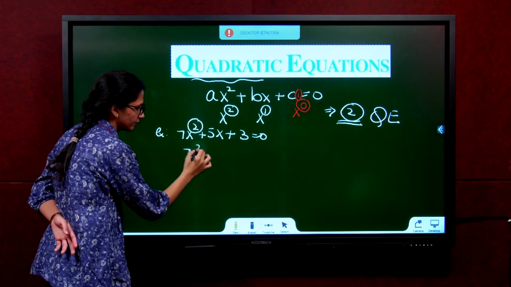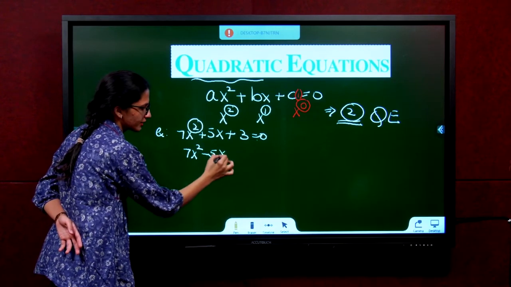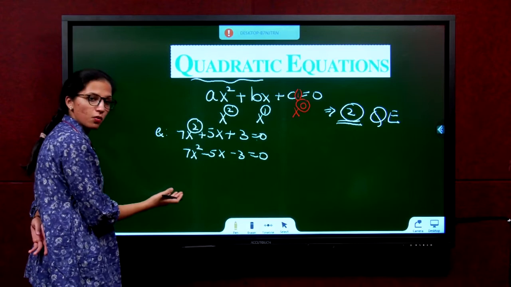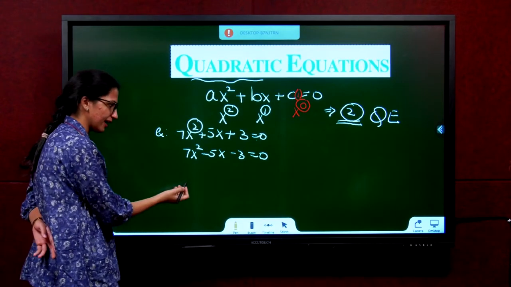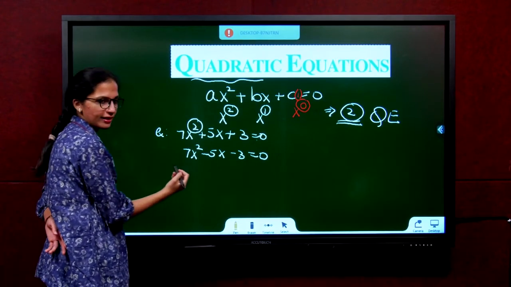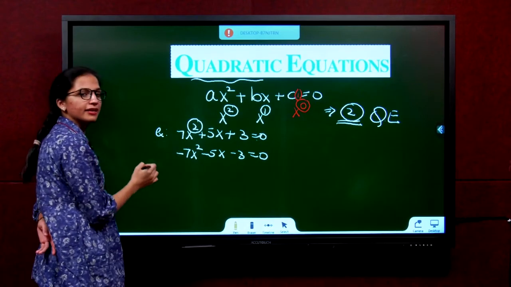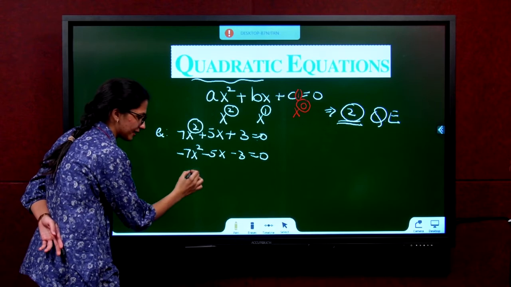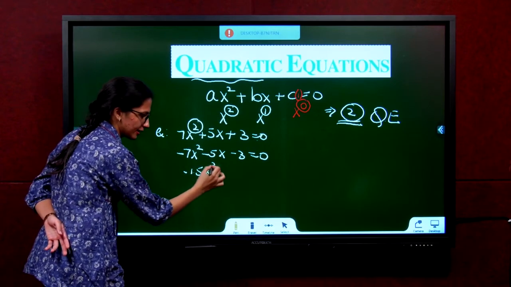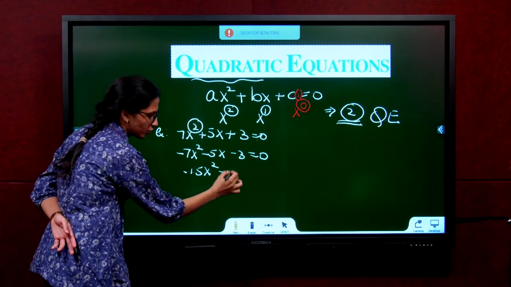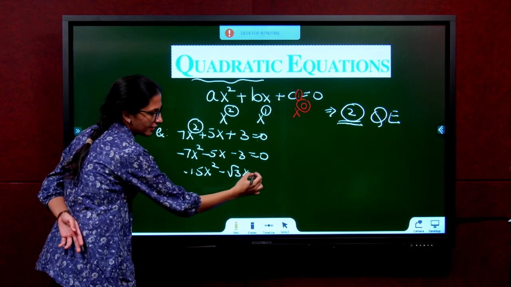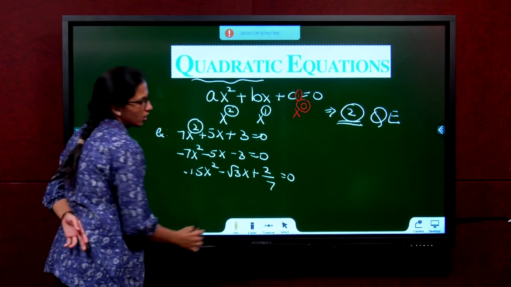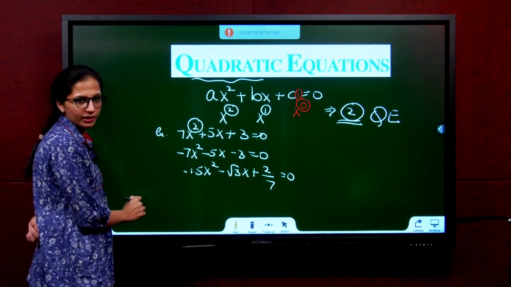7x square minus 5x minus 3 is equal to 0. Can this be a quadratic equation? Yes, it can. The numbers can also be negative. Can this number also be negative? Yes, the a also can be negative. Can it be decimals? Yes, it can be decimals as well. Can it be roots? Yes. Can it be fractions? Also yes. So all these are quadratic equations.